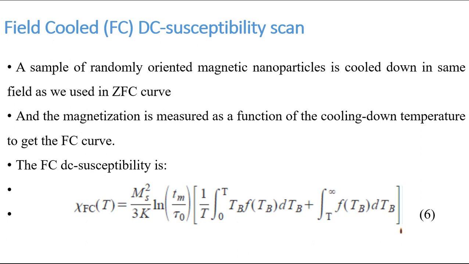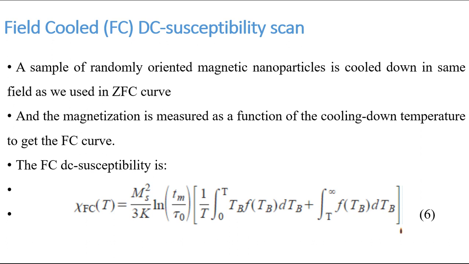For the field cooled DC susceptibility curve, the sample of randomly oriented magnetic nanoparticles is cooled down in the same field, and the magnetization is measured as a function of cooling temperature to get the field cooled curve, because we are now cooling the sample under field cooled conditions.